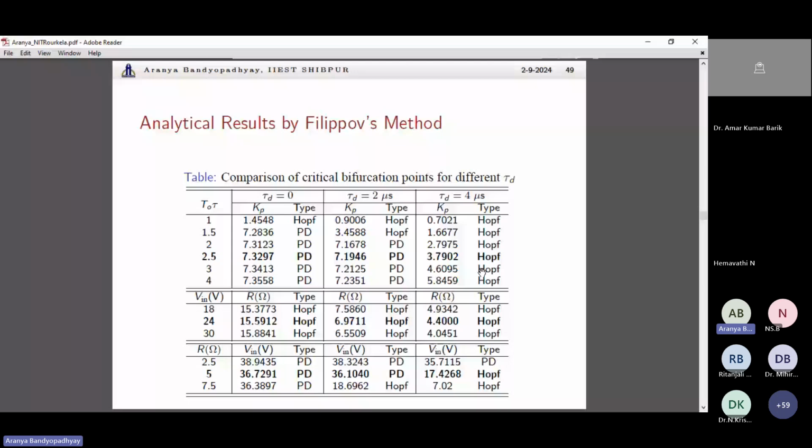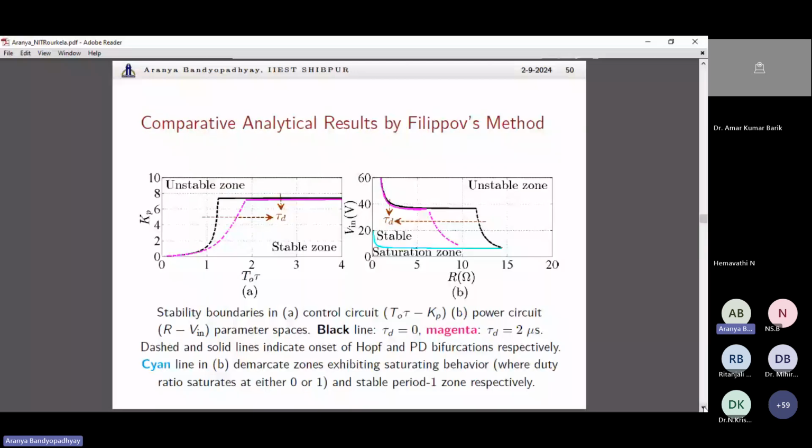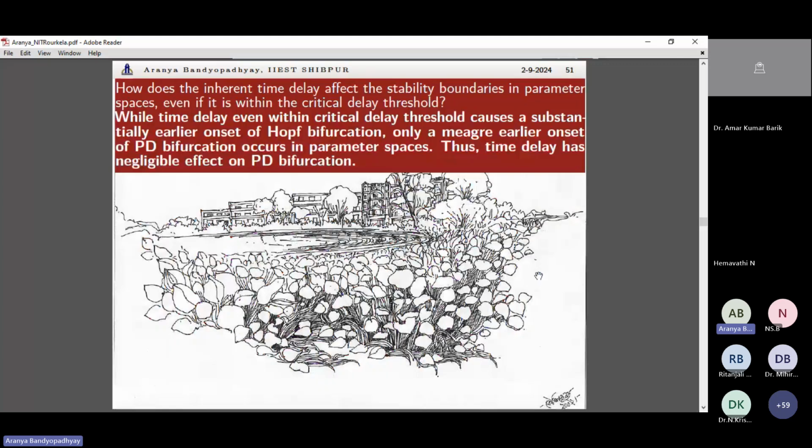So can we say that the inherent time delay arising out of the integrated circuit chip is a Hopf bifurcation inducing phenomenon? That is the question. And if we take a look at the stability boundary in the parameter space, we can clearly see how, due to Hopf bifurcation, due to inherent time delay, the stable zone is diminished. You see the black case is for the ideal case and the pink case is for the case where inherent time delay is there. So to answer the next question, how does the inherent time delay affect the stability boundaries in parameter spaces?